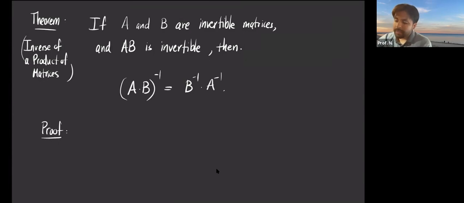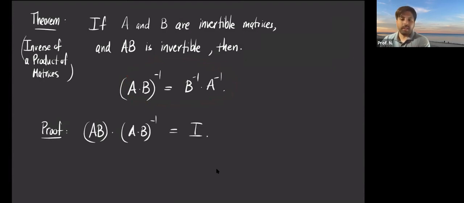Well, the proof is, if this is true, then AB, when I multiply it by the inverse of AB, I should get identity, right? This is what I should get. So let's see if that works. So what am I saying? This here is equal to A times B multiplied by B inverse times A inverse. That's what I'm proposing. What happens when I do this?